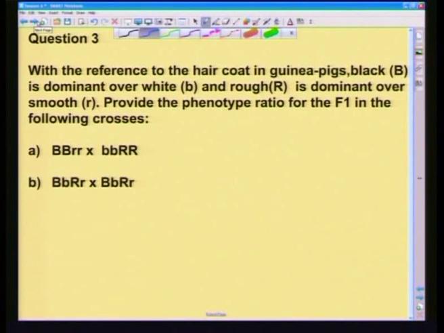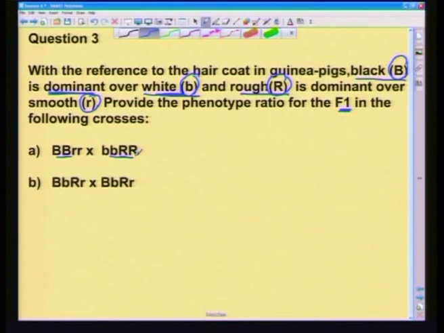All right, if we look at question 3, what do we have? We're saying, with reference to the hair coat in a guinea pig, black is dominant over white, so that's important. Black is dominant, white is recessive. That's why black is written with a capital letter and white is written with a small letter. And rough coat is dominant over smooth coat. Provide the phenotypic ratio for the F1 in the following crosses. So here they're saying we're looking at the first family, the first offspring for this cross.